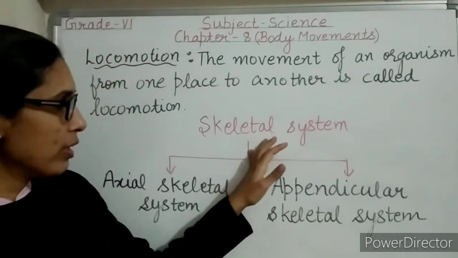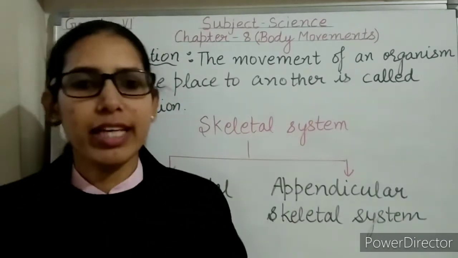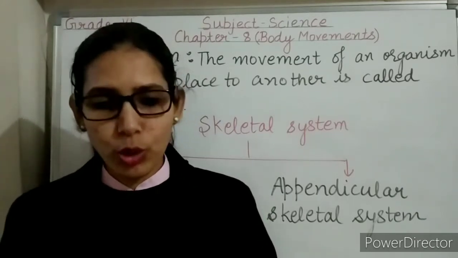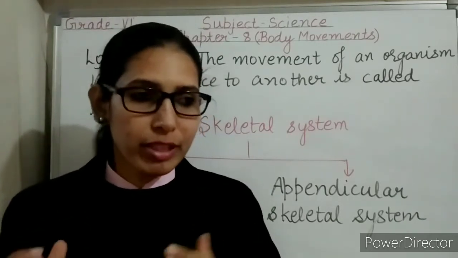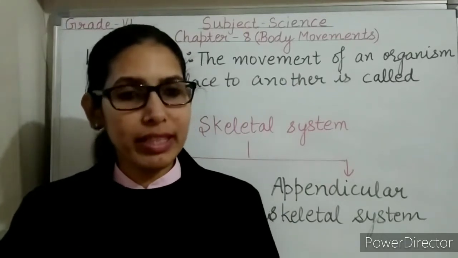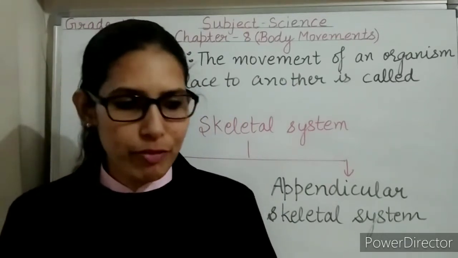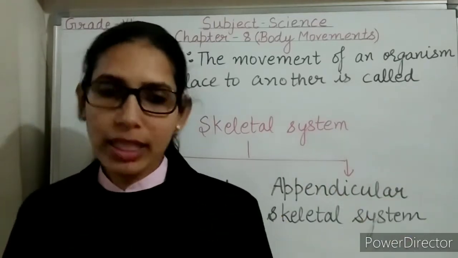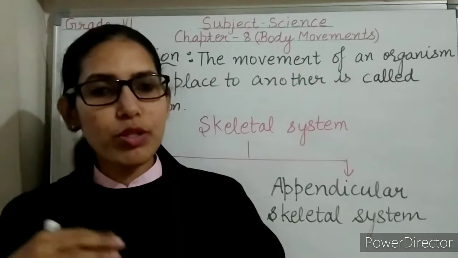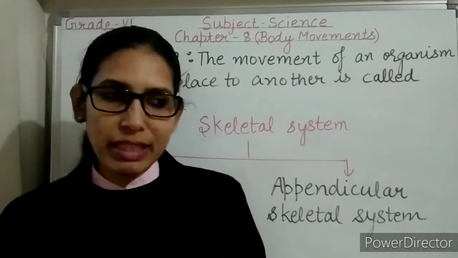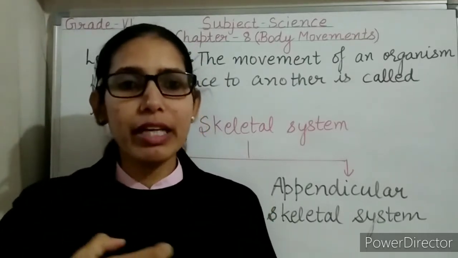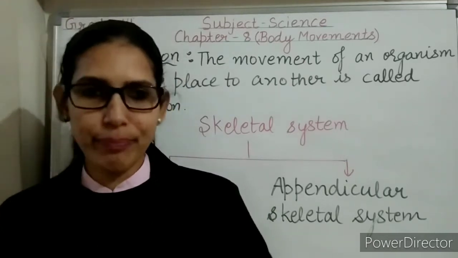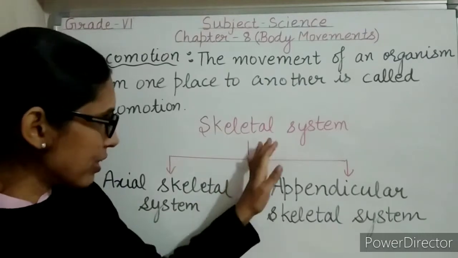Now let's talk about the skeletal system. But before moving on to the skeletal system, because here we are going to study body movements, in different types of organisms, body parts move differently. For example, birds can fly, and fish can swim in water. Because different organisms live in different habitats and have different body structures, their body parts move differently. So let's start now with the skeletal system.